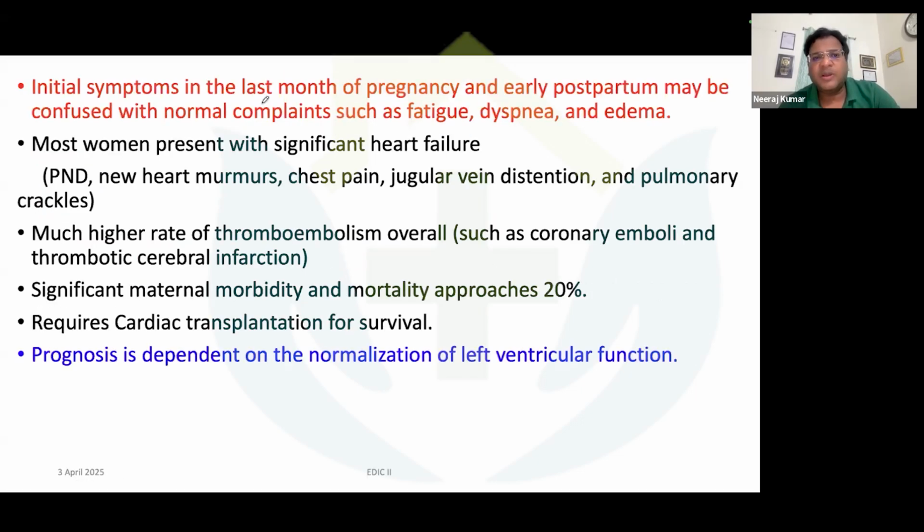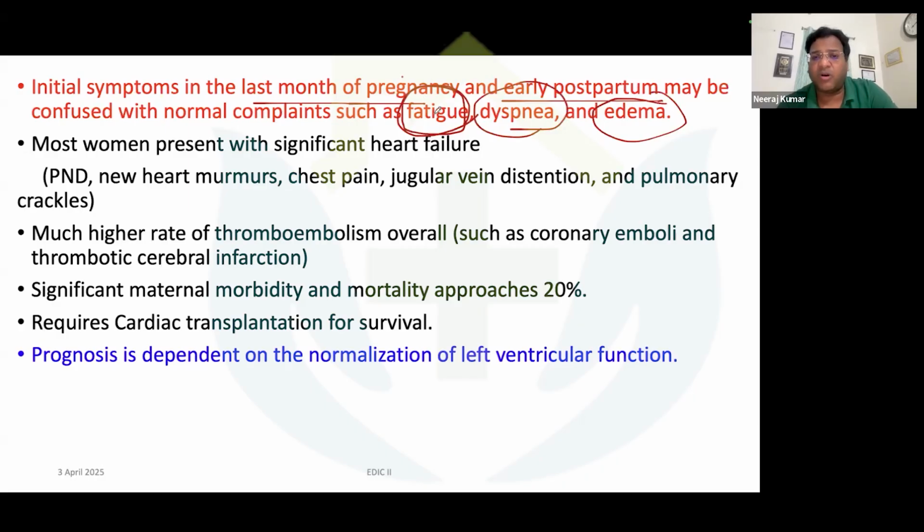And now, initial symptoms in the last month of pregnancy, what happens? In the last month of pregnancy and early postpartum, these may be confused with normal complaints. The patient is pregnant and will present with fatigue, dyspnea, and edema, but you can't know that the hidden problem is that the patient is developing peripartum cardiomyopathy.